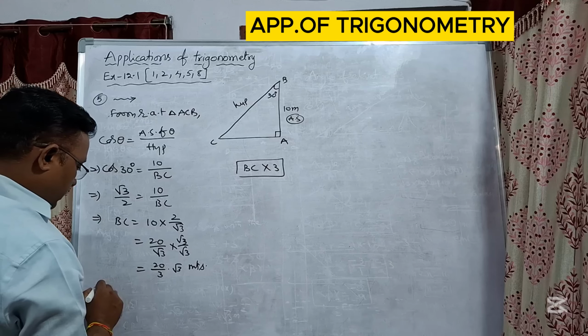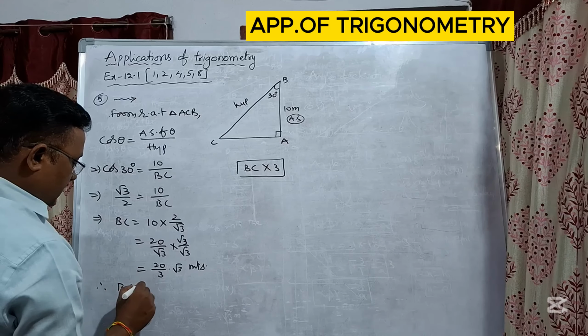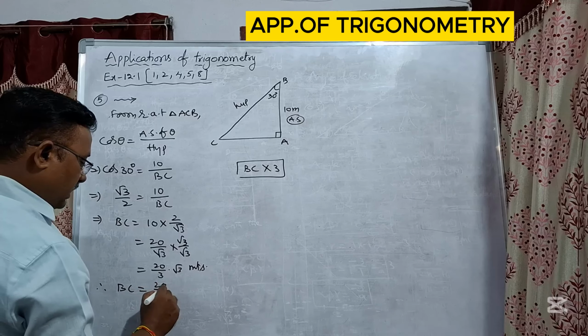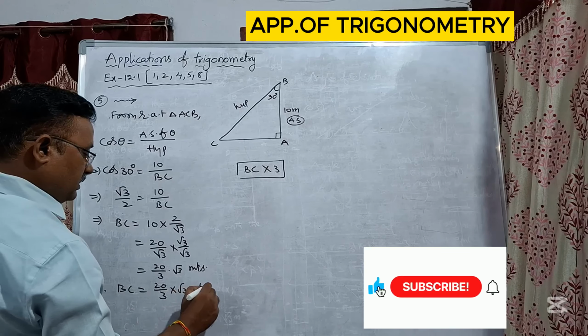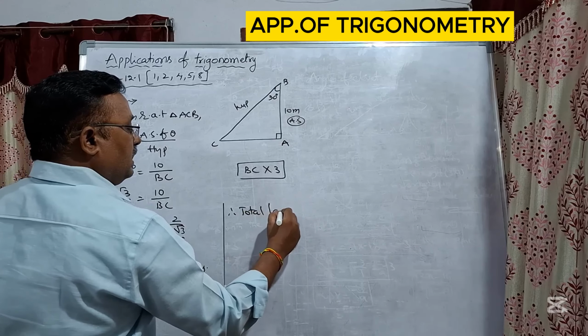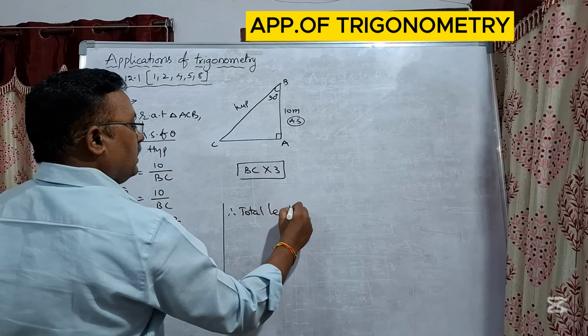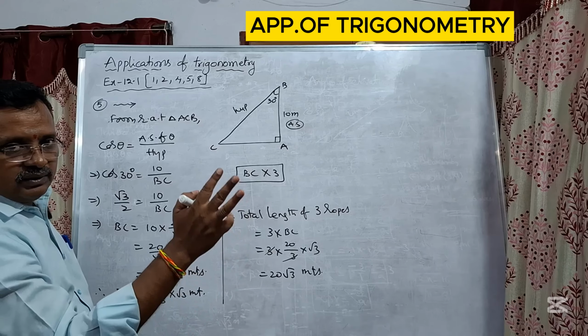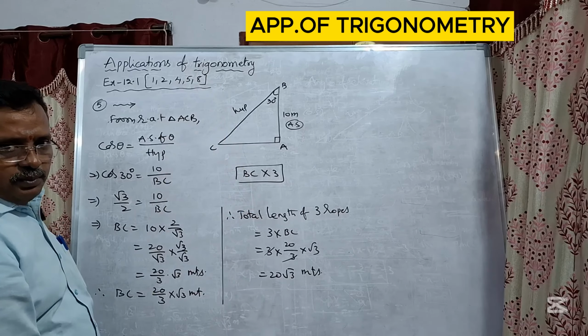Therefore, one rope length BC is equal to 20 by 3 into root 3 meters. Therefore, the total length of 3 ropes equals 3 into each rope length BC, that is equal to 3 into 20 by 3 into root 3. The 3 gets cancelled, that is equal to 20 root 3 meters. That's it. That is the total length of the 3 ropes which are helpful to erect the pole.